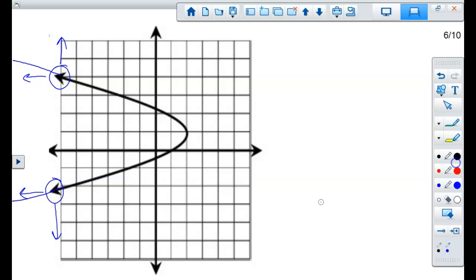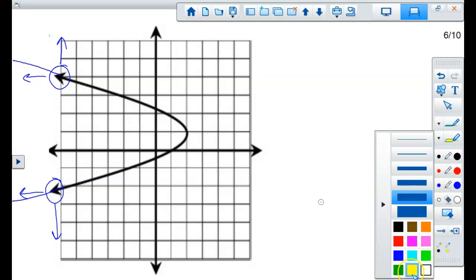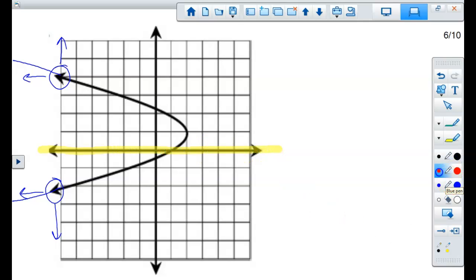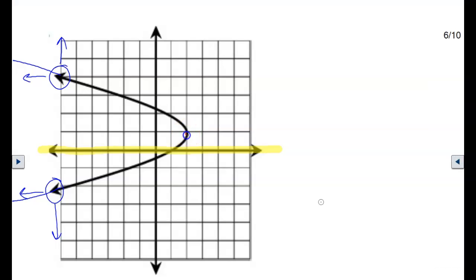Now again here, if I want to identify my domain, then what I need to do is take the points that are on this graph and trace them back to this x-axis. So starting right here, I can trace it back to that point right there, which would be a positive 2.